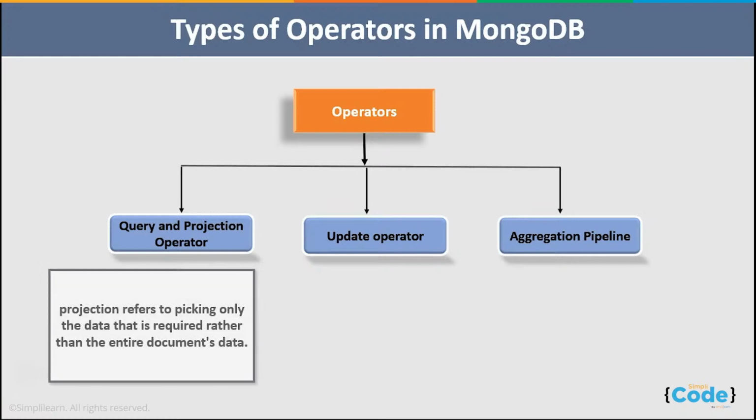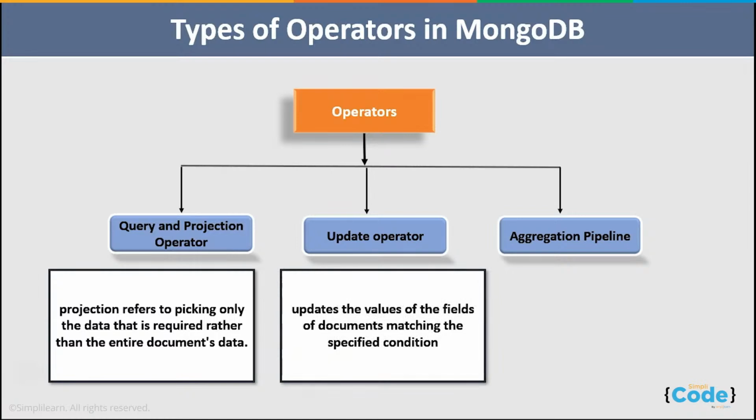So basically, a query and projection operator is used to perform certain calculations, wherein a projection query is used to specify or restrict the data returned in the query result. By specifying a projection query, you can specify the fields you want to return or exclude. Similarly, we have other query operators, which we'll be discussing in a while, which are used to perform certain complex calculations on the data that you're retrieving from the documents.